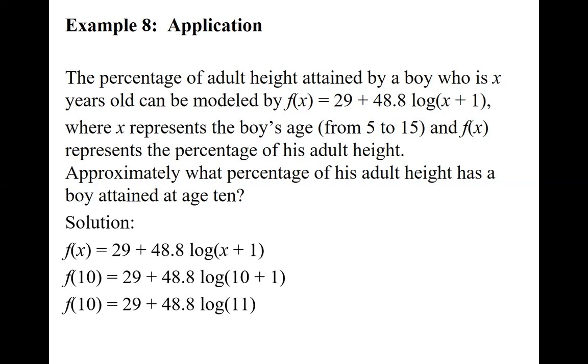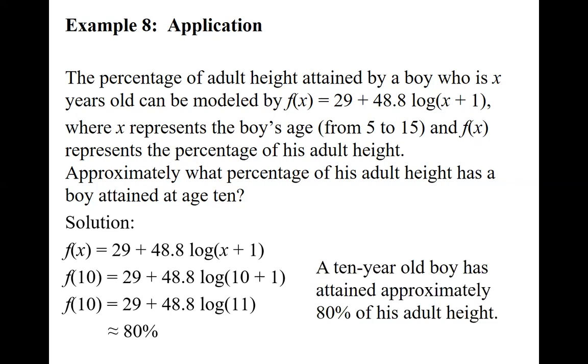We're going to leave that value in the calculator. We're going to multiply it by 48.8, and then we're going to add 29. I get 79.8199. So 79.8 is about 80. A 10-year-old boy has attained approximately 80% of his adult height.